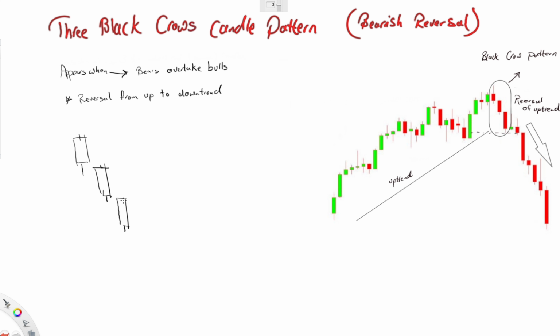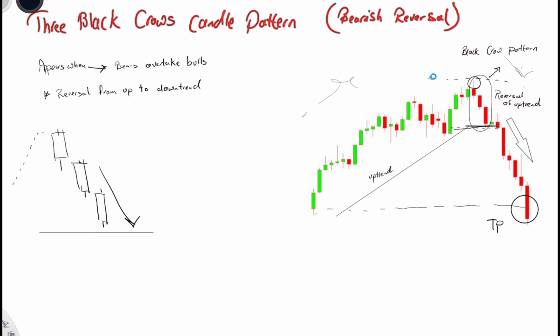The pattern shows that the price is about to go from an uptrend to a downtrend and it can show a strong reversal. While trading with this pattern, our entry point will be here after seeing the three black crows pattern, and our stop loss will be above the shadow of the first black crow. And you can put your take profit according to the support and resistance levels here.